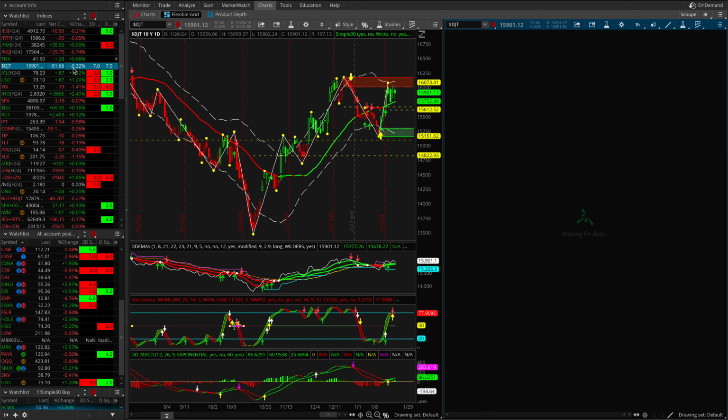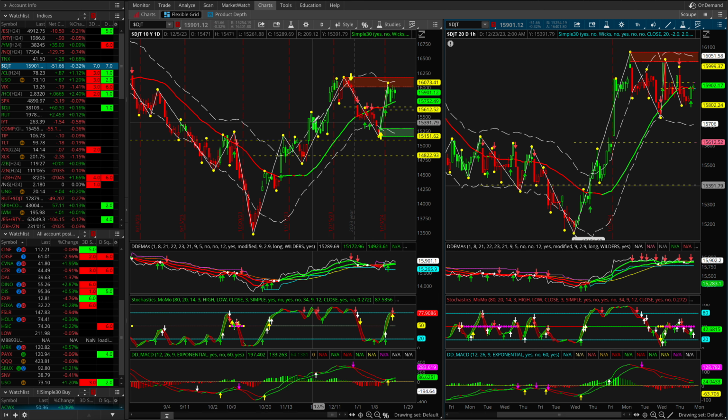All right, the transports. This is what they're doing. Same kind of story. Looks like they're either consolidating or we need to have some back and forth chop here before we can really pick a direction. My direction is going to be higher from there.